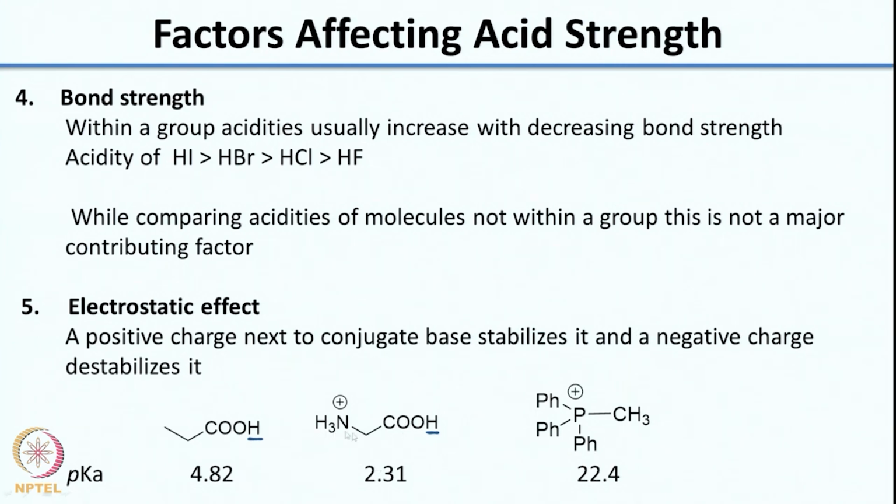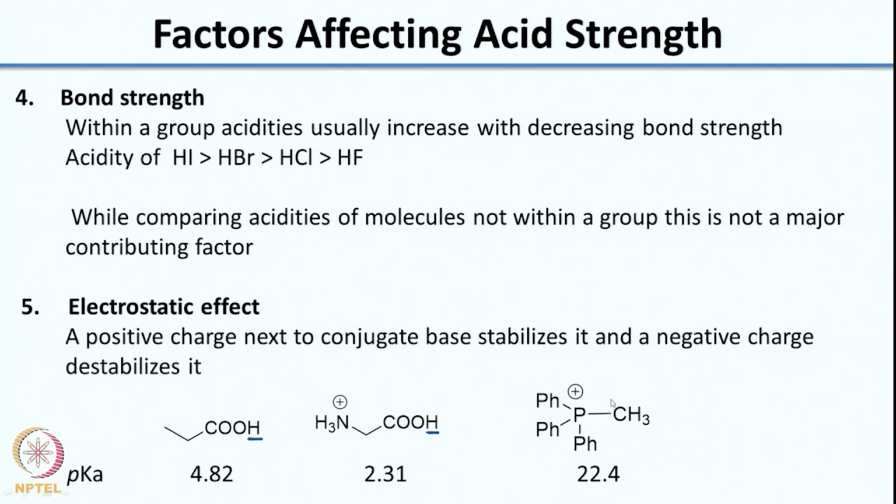All the amino acids have a structure like this and their pKa's are in the range of between 2 to 2.5. And what you see is, in our body at neutral pH, these would have a zwitterionic form. Another example I have here is where you have positively charged phosphorus right next to the methyl group. And where have you seen this? You have probably seen this when you have studied the Wittig reaction.